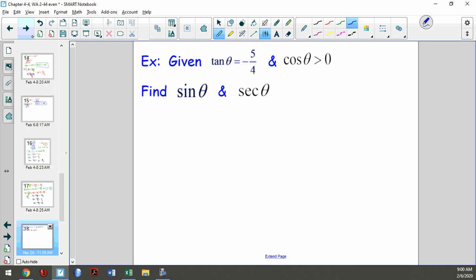Let's say that you were given that the tangent of theta is negative 5 over 4. The negative is in the middle of that fraction. Since the negative is in the middle of the fraction, we don't know if the negative goes with the numerator or if the negative goes to the denominator. Correct? Do we all understand that? So you have to figure this out. Well, how do you figure this out? Well, you are going to say this.